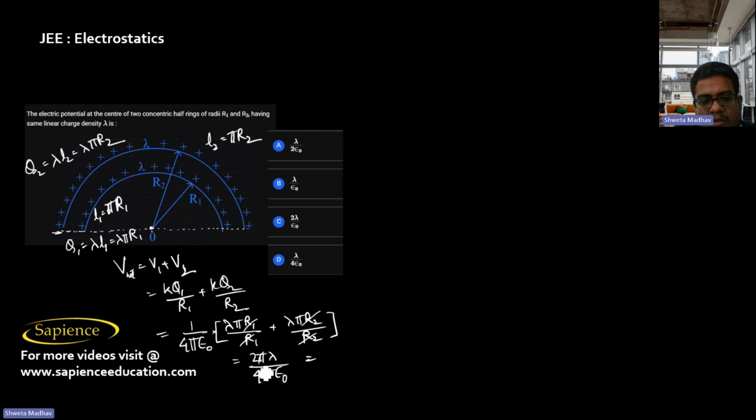So this will be 1 by 4 pi epsilon naught into Q1 is lambda pi R1 by R1 plus Q2, that is lambda pi R2 by R2. R2 will cancel, R1 will cancel, so this is 2 pi lambda by 4 pi epsilon naught. So pi will cancel, 2 2s are 4. So it is lambda by 2 epsilon naught. So option A is the correct answer.